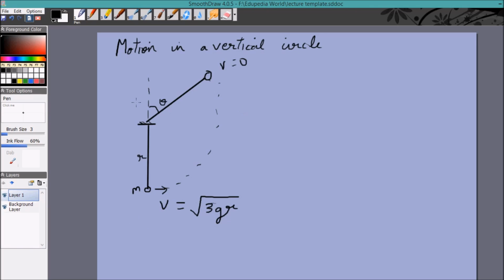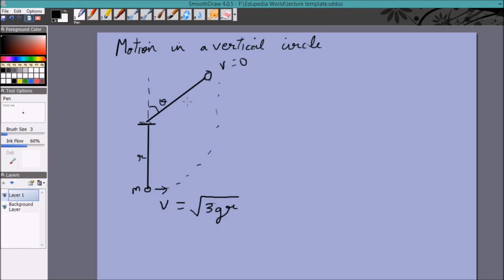So we'll use conservation of energy. The tension will never do any work, right? The tension, either by a rope or the rod, will be perpendicular to the velocity at every instant. So the tension does not do any work. The only force that does work is gravity, right? And how much work has the force of gravity done?